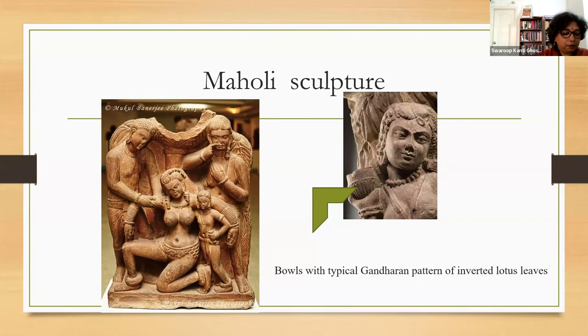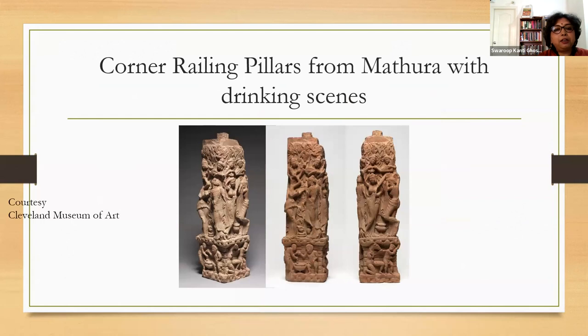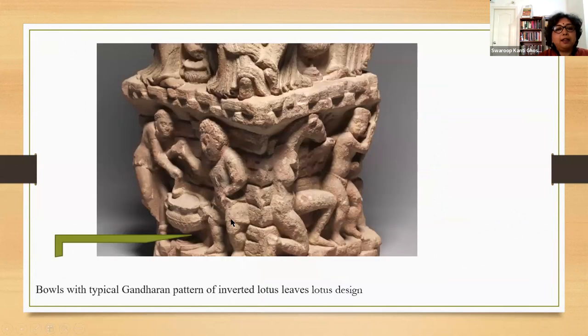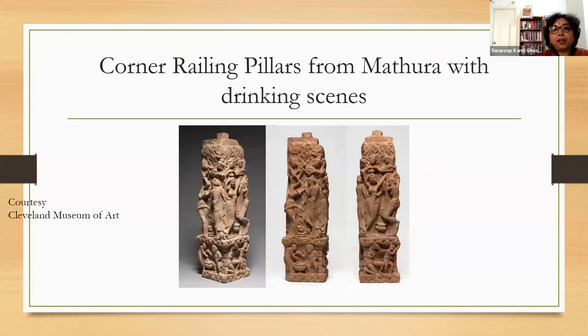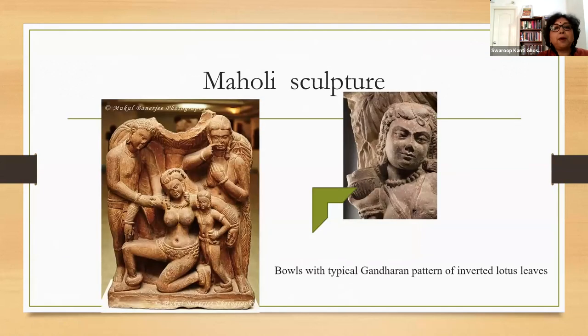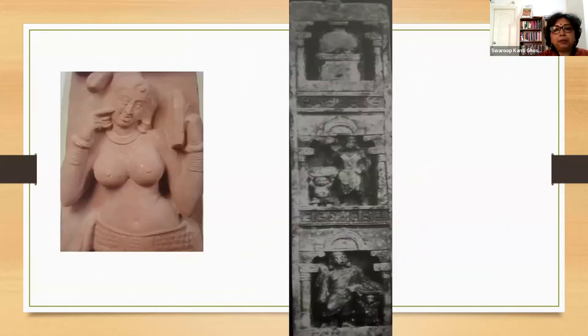So we shall talk about the kind of objects that were being used. For example, if you see this bowl, it is a very typical Gandharan pattern of inverted lotus. And this kind of bowl is also found on this decorated pillar in the Cleveland Museum of Art. In this pillar, if you look below, there is a pot. Here you can see the same Gandharan pattern of inverted lotus leaves used in Mathura. So Mathura and Sangol belong to the same kind of art historical activities. And therefore it is very important that wine drinking, or intoxication, becomes a part of the life of the Mathura urbanites.